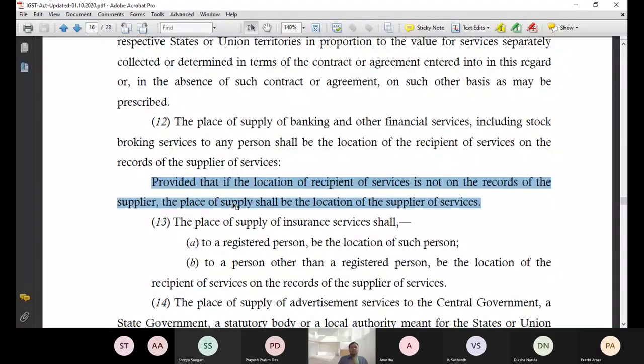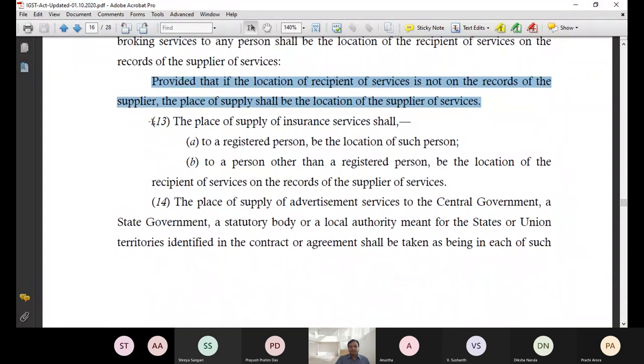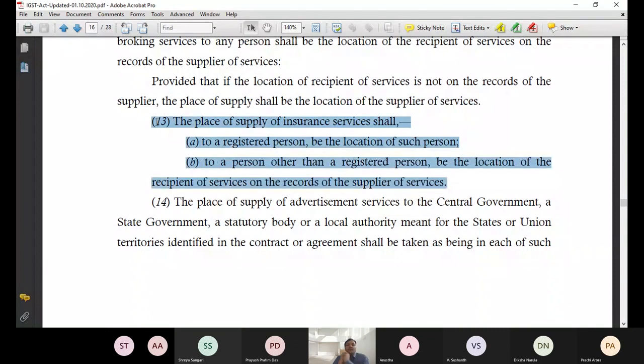Now, this is insurance service. The place of supply of insurance services depends on whether the recipient is a registered person or an unregistered person. Clause A: the place of supply of insurance services shall be, to a registered person, if the recipient is a registered person. For example, if Tata Motors Limited purchases a fire insurance of 10 crore rupees from SBI General Insurance, then what is the place of supply? The location of such person. Then I'm concerned with the location of the registered person.